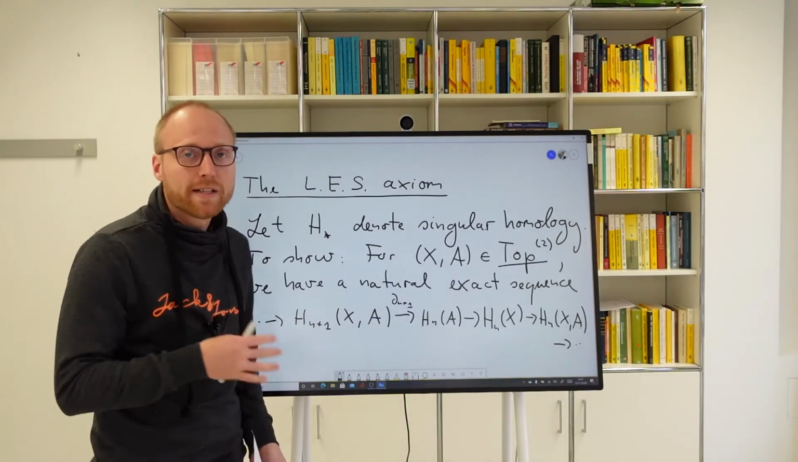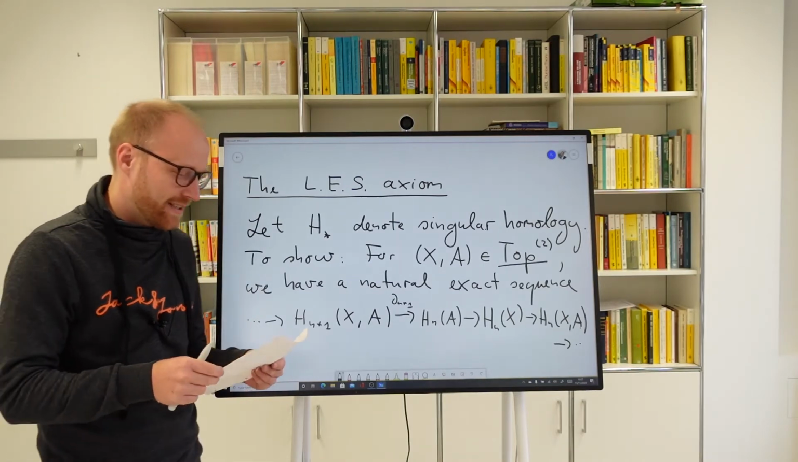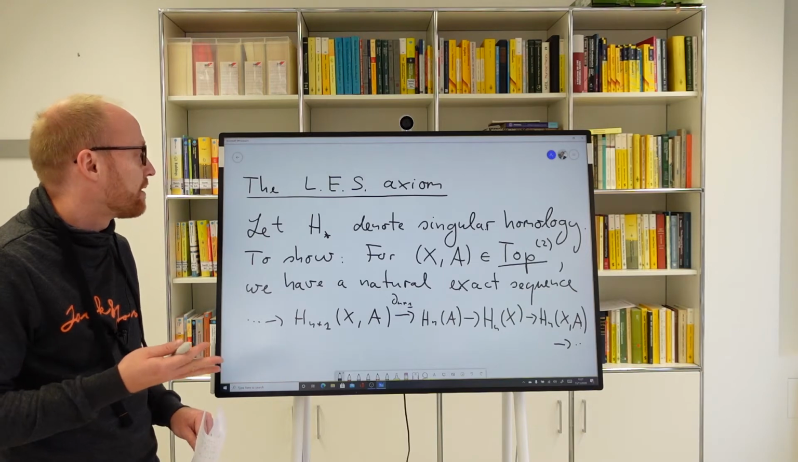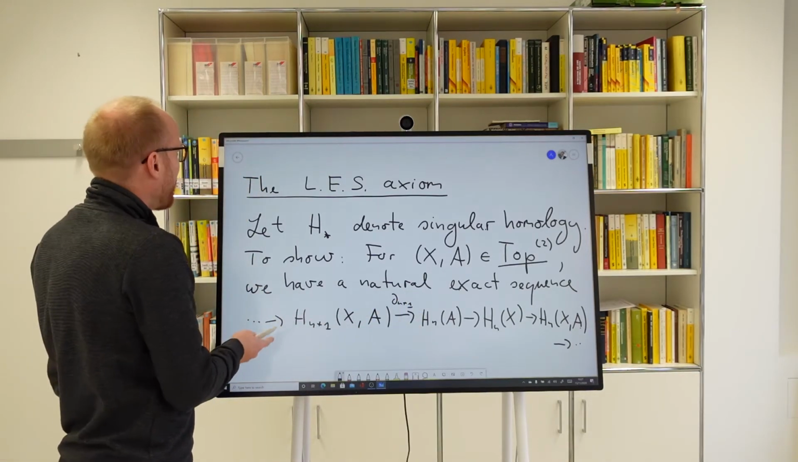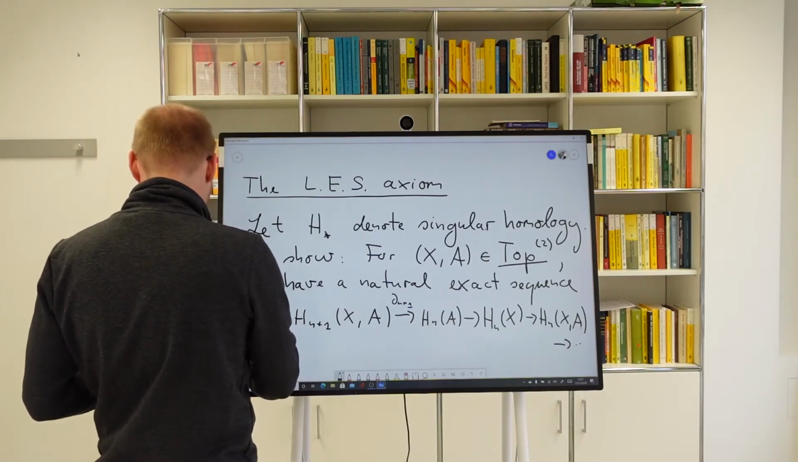We haven't seen it so far. So far we only defined relative homology as objects, but we didn't really see what this boundary homomorphism is. So that's sort of part of the proof now. It will come out of the proof, the construction of this natural transformation.